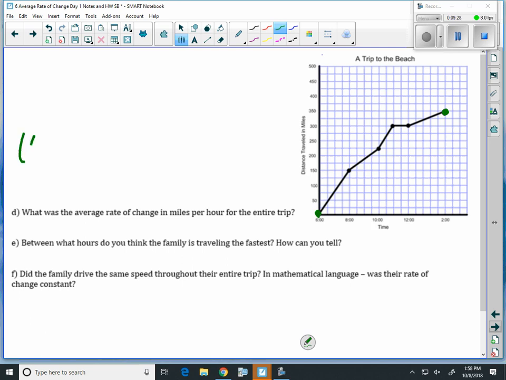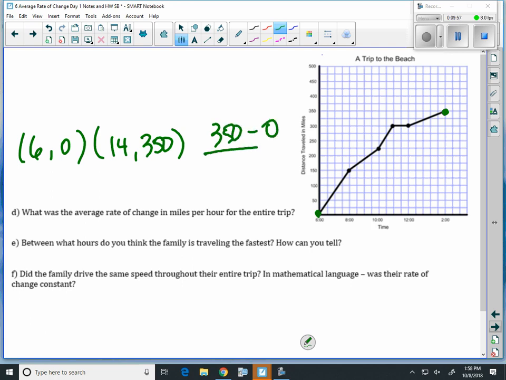So if we did points, what if we have x is 6 to start, what's the y value there? How fast are they going at hour 6? 0, right? 0 miles per hour. Okay, we're going to use 14 mathematically here. So at 14, they're at what for y? 350. Okay, so we're going to use our slope formula. 350 minus 0 over 14 minus 6. So that's 350 over 8.